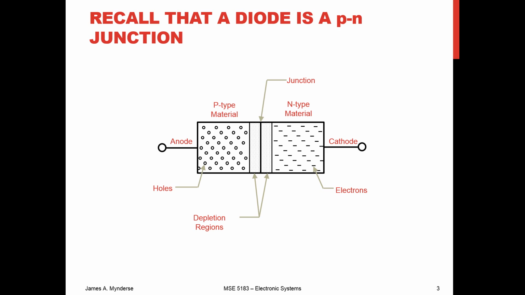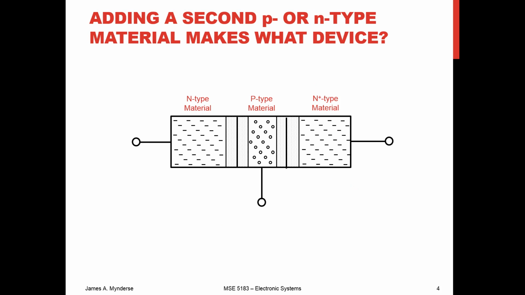So let's go on from our diode, though, and let's think about what happens when we add on another chunk. Now we've got an N-type on the far left, a P-type in the middle, and this new N plus type on the right. What's the difference between an N and an N plus type? Well, an N-type doping is about 0.1 parts per million, and an N plus type doping is like 100 parts per million. So different concentrations.